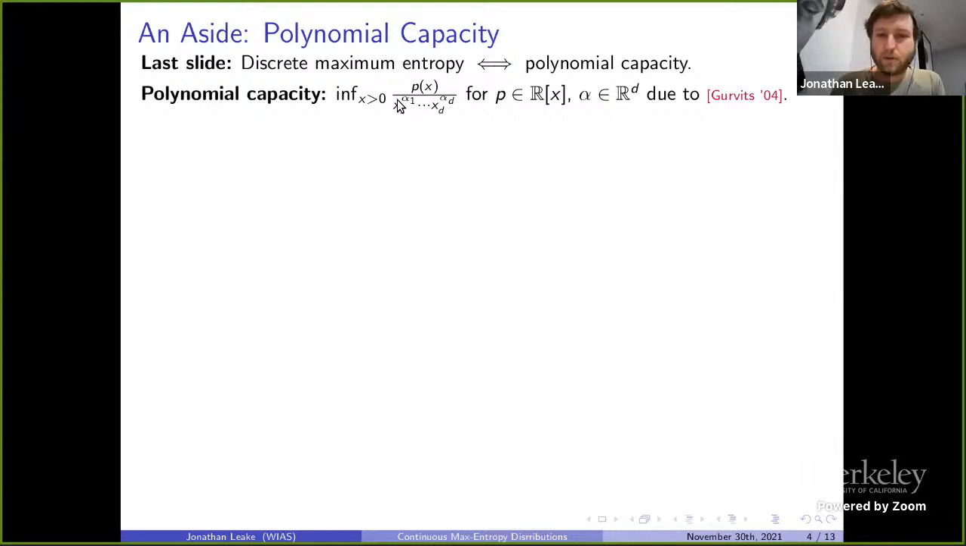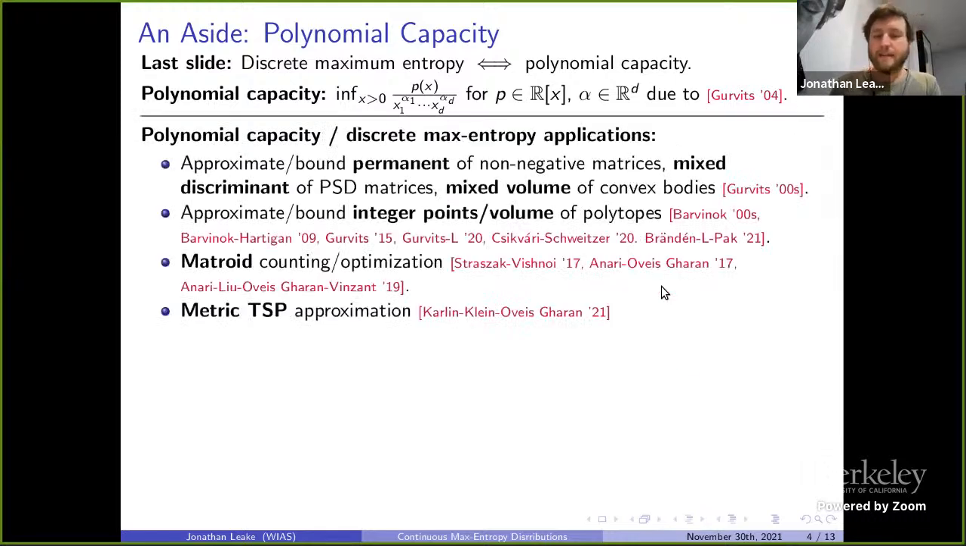Okay, so here's the more general definition, right? This is what I said before. You have this infimum. You have some polynomial here divided by a product of monomials like this. Okay, this original definition is due to Gurvitz, and it has all sorts of applications. The original use, and implicitly the original use of these discrete maximum entropy programs, well, not the original use, but at least through this capacity, is connections to the permanent, to approximating the mixed discriminant, the mixed volume, and other combinatorial quantities like integer points of polytopes and volumes of polytopes. There's quite a bit of work on that.